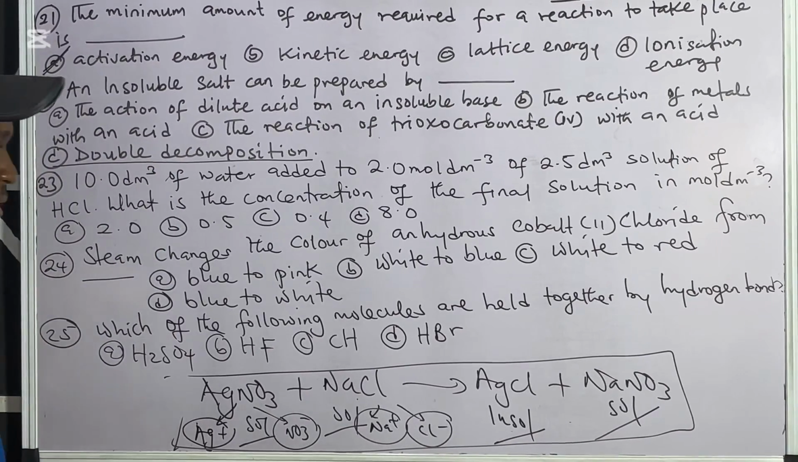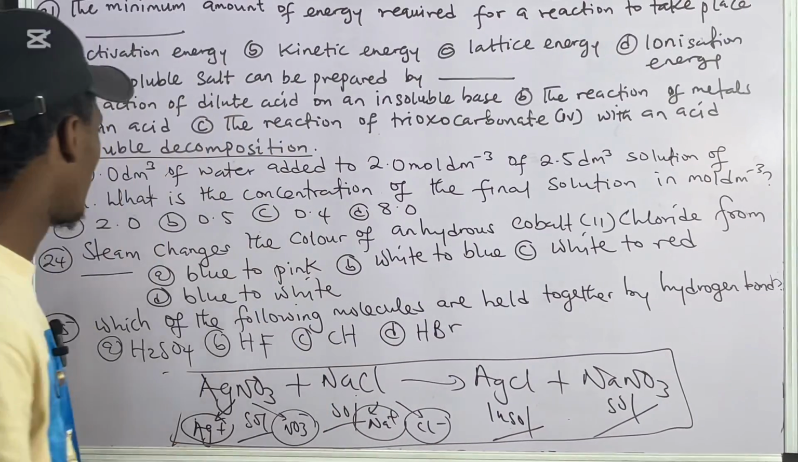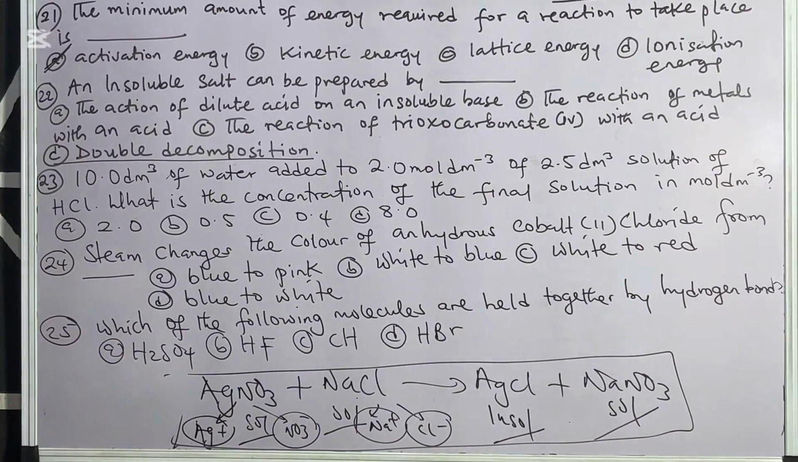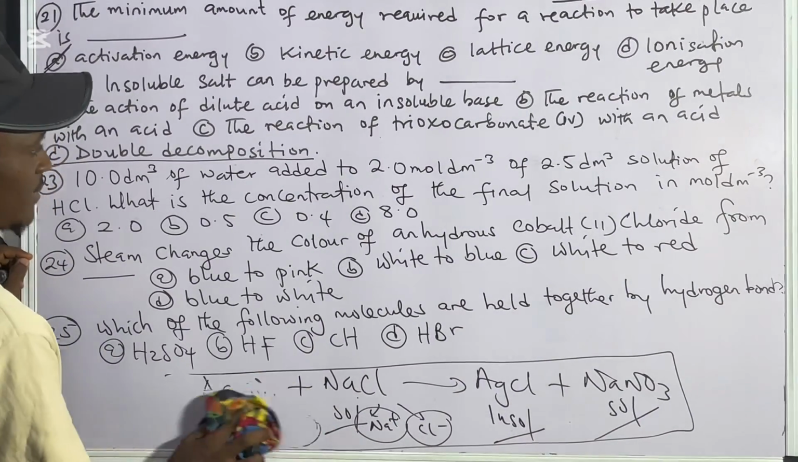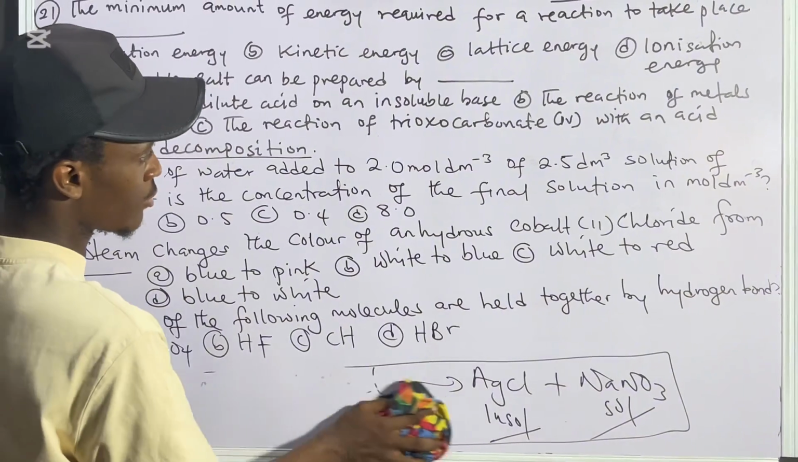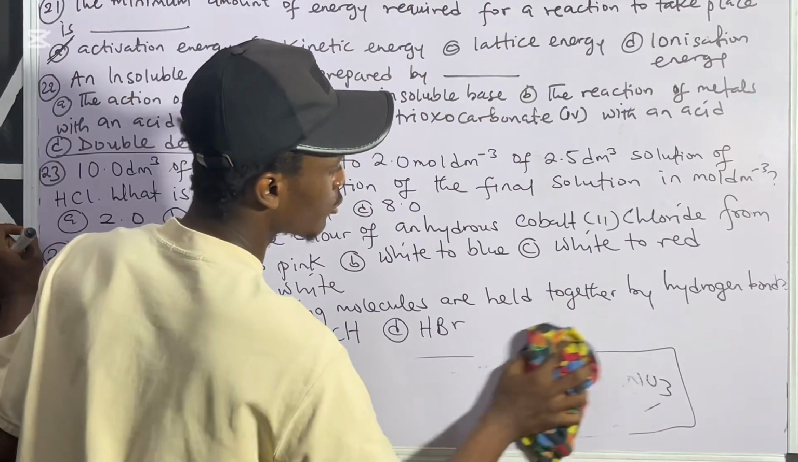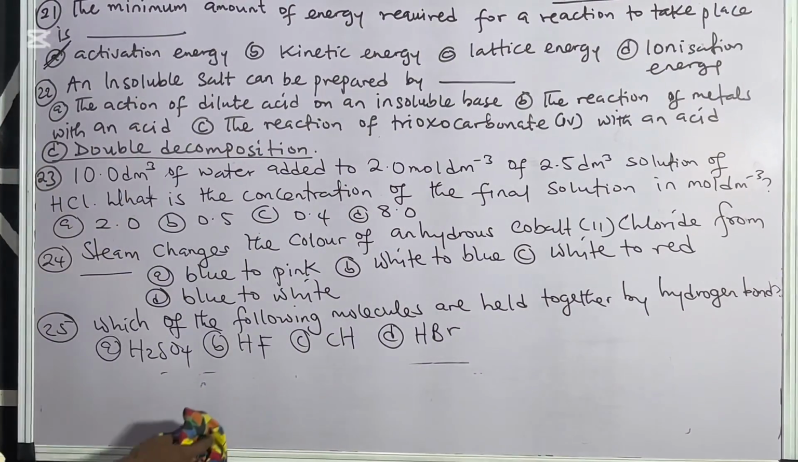Then question 23. In question 23, we have 10 dm cube of water added to 2.5 dm cube of 2.0 mole per dm cube solution of HCl.